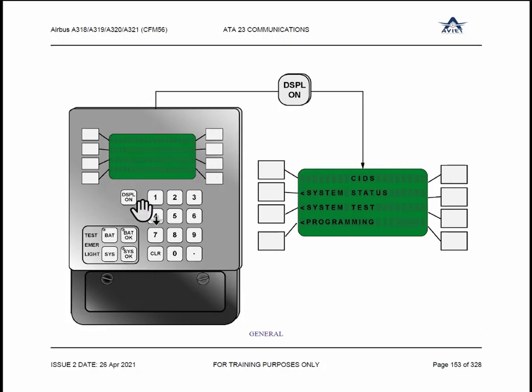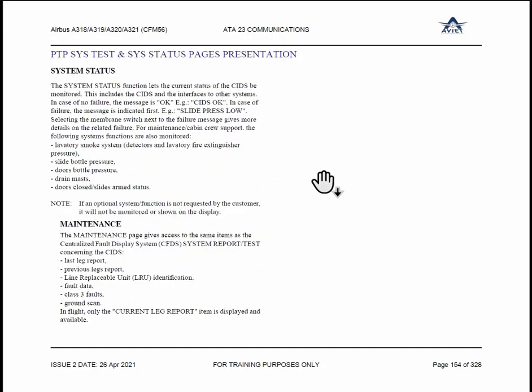It will not be on unless you press this display on button. When you press the display on button, then you will get the displays. Now I will show you the various menu options: system status, system test, programming. Keep clicking on it. It will tell you so many things.